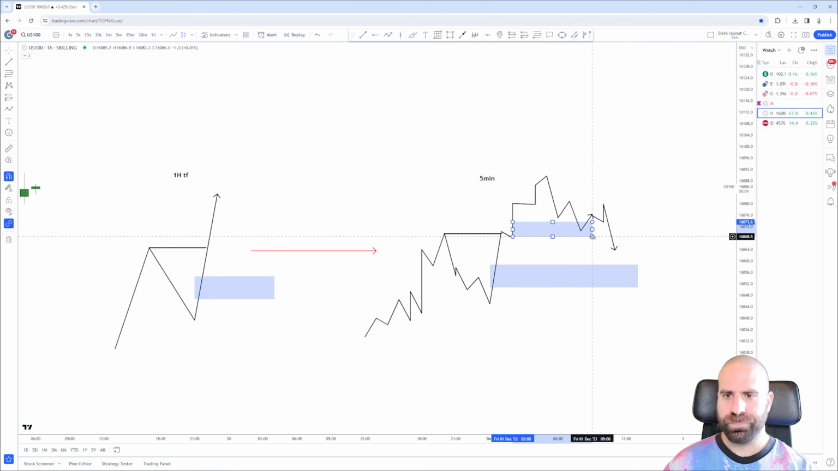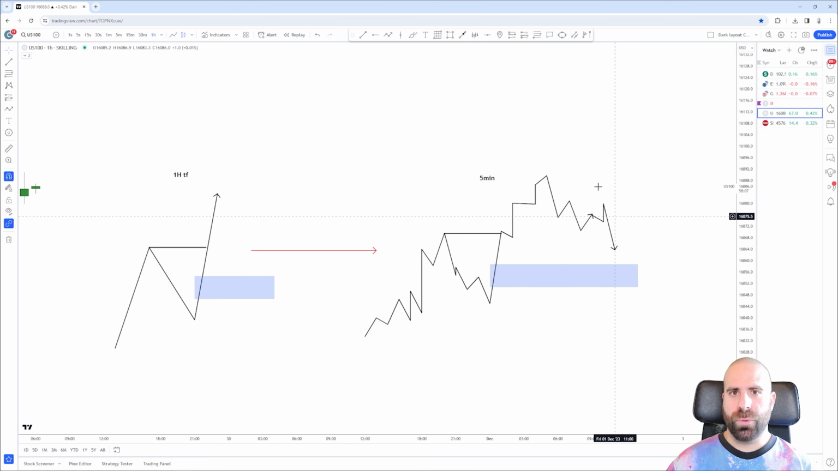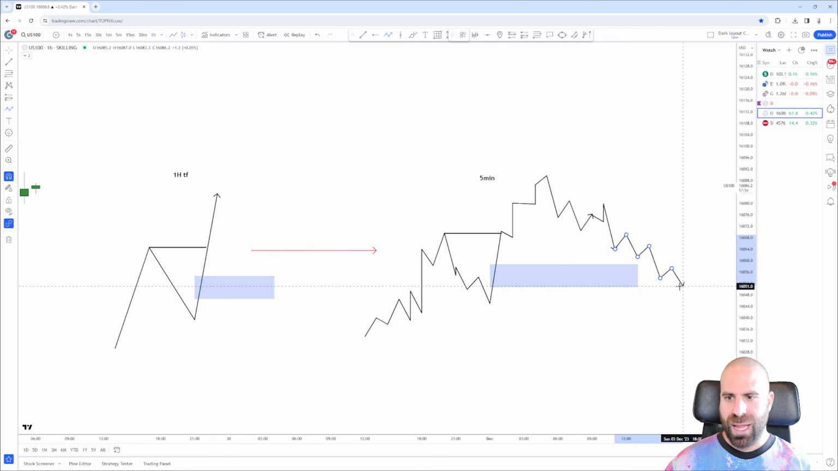Let's go ahead now. What you're gonna do, you are gonna wait for price to reach back into this 1 hour fair value gap. Here we are again on the 1 minute time frame. When price reaches back into your area, there are various ways to enter after you see your change of character on the 5 minute time frame.